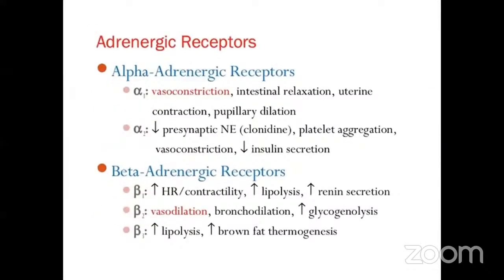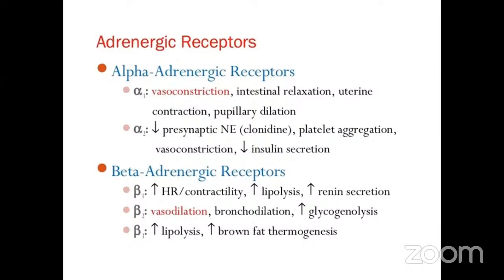The receptors on which catecholamines act are alpha and beta adrenergic receptors, which produce various clinical symptoms in pheochromocytoma. Coming to the alpha adrenergic receptors, there are alpha 1 and alpha 2 receptors. The actions of alpha 1 receptors are mainly vasoconstriction, intestinal relaxation, uterine contraction, and pupillary dilatation, whereas the main actions of alpha 2 receptors are that they decrease the presynaptic release of norepinephrine, platelet aggregation, vasoconstriction, and decrease insulin secretion.